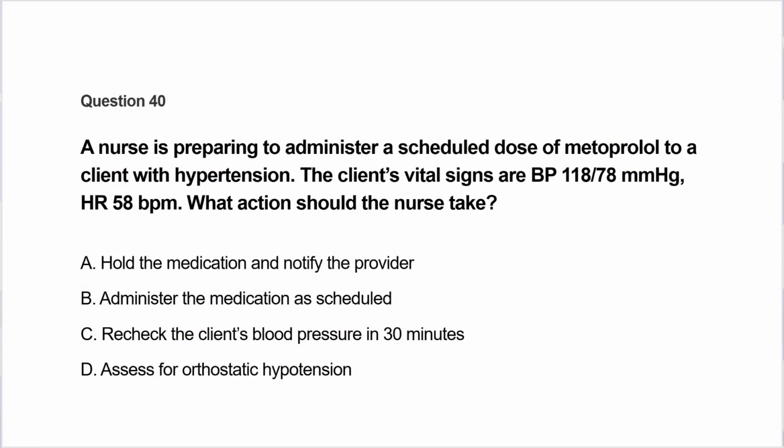40. A nurse is preparing to administer a scheduled dose of metoprolol to a client with hypertension. The client's vital signs are BP 118/78 mmHg, HR 58 BPM. What action should the nurse take? A. Hold the medication and notify the provider. B. Administer the medication as scheduled. C. Recheck the client's blood pressure in 30 minutes. D. Assess for orthostatic hypotension.